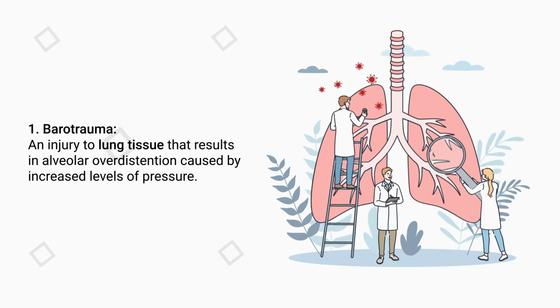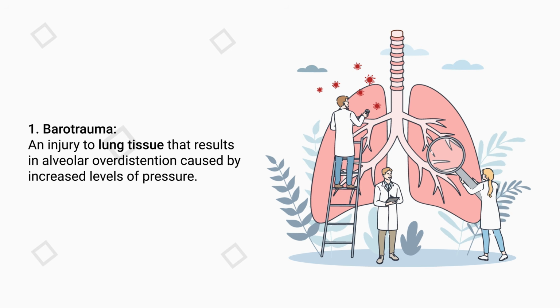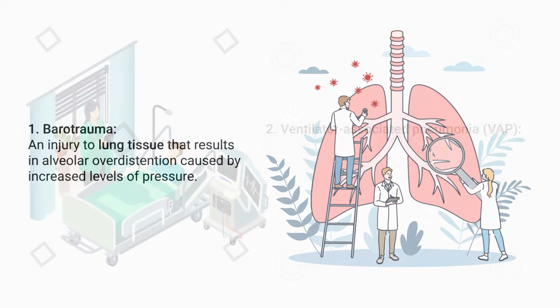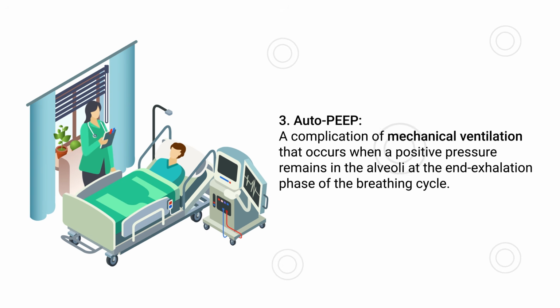First is barotrauma, which is an injury to lung tissue that results in alveolar overdistension caused by increased levels of pressure. Ventilator-associated pneumonia, which is a type of pneumonia that develops 48 hours or more after a patient has been intubated and placed on the ventilator. Autopeep, which is a complication of mechanical ventilation that occurs when a positive pressure remains in the alveoli at the end of the exhalation phase of the breathing cycle.